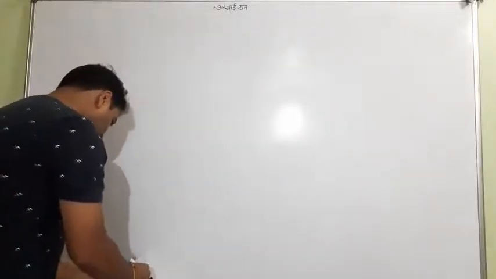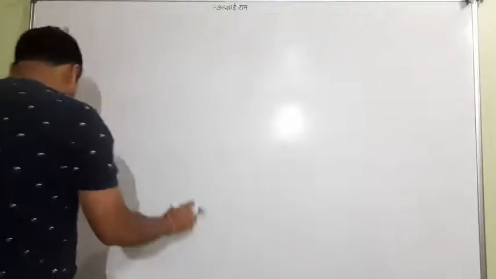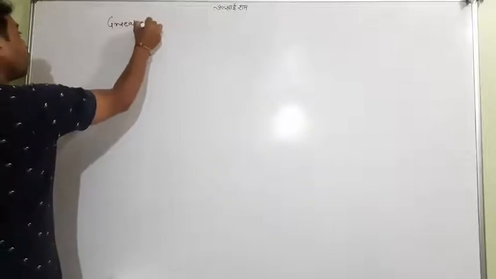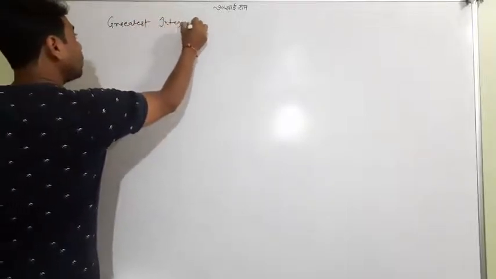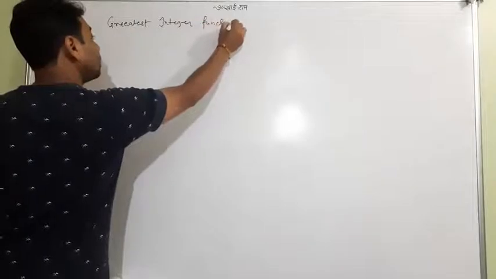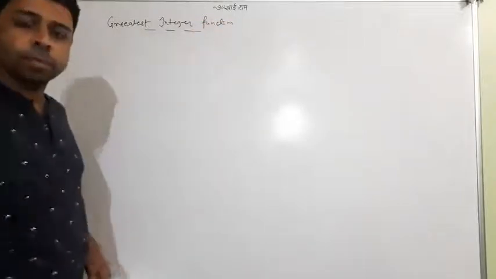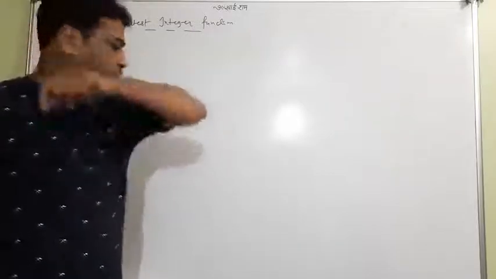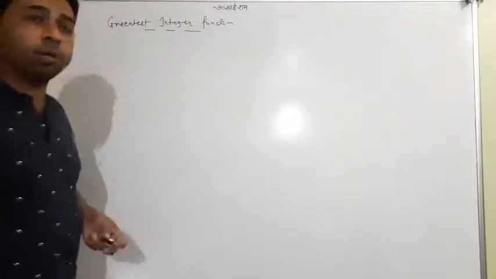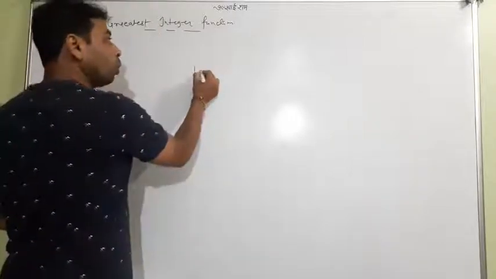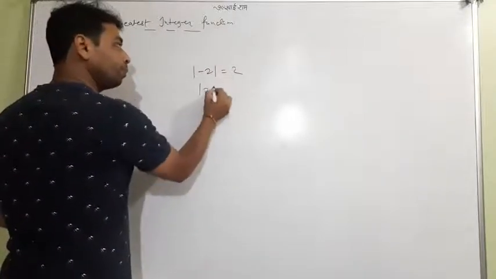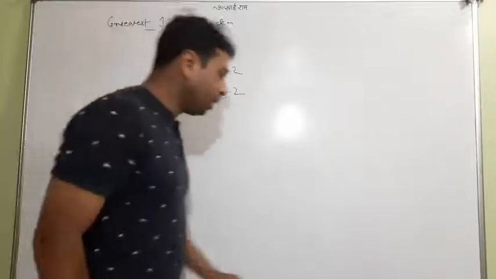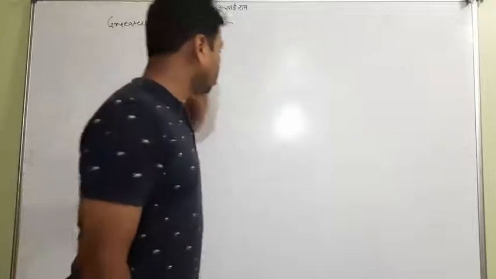The next is the greatest integer function. This is important because in class 12 this has come a lot of times. This will come a lot of times. The greatest integer function looks a bit like the nature of mod. Mod always gives a positive value. A positive 2 is positive 2, but negative 2 is also a positive 2. A similar kind of operation you will get in the greatest integer function.